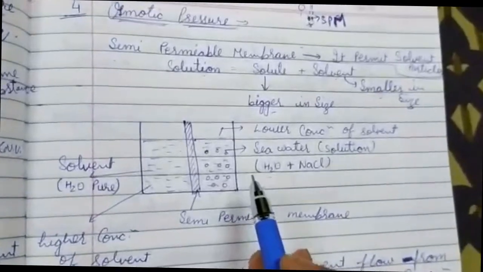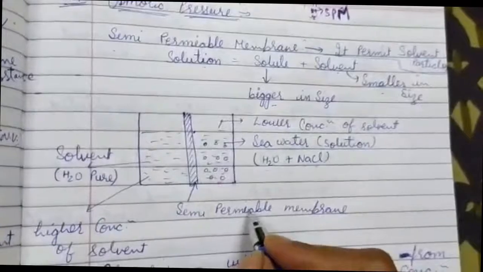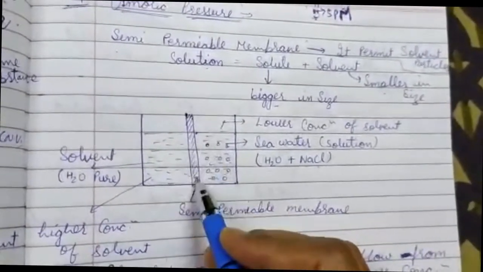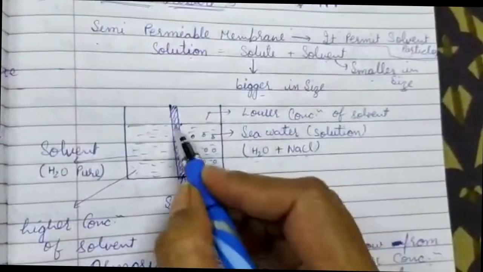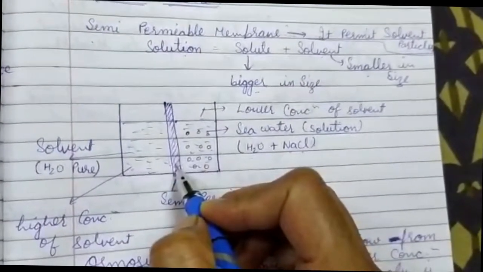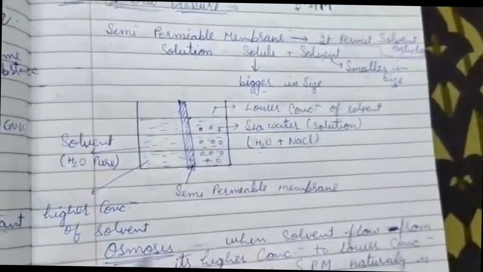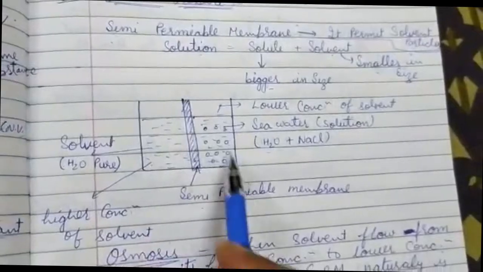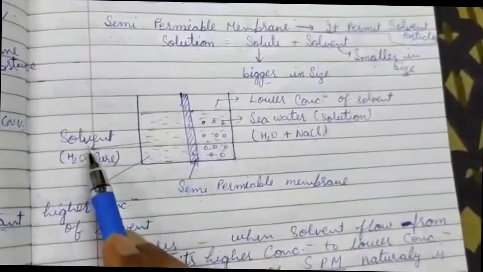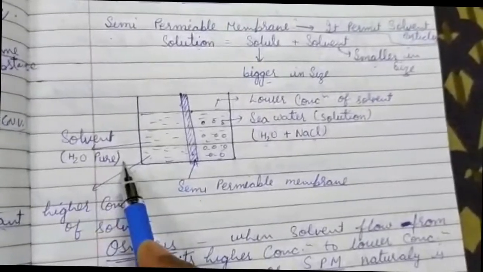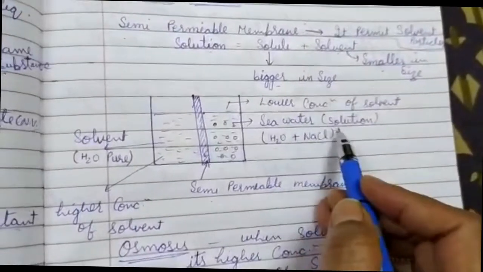Okay, now to understand osmotic pressure, we have to take a container and we have fixed a semi-permeable membrane in the center. So in the center, we have a semi-permeable membrane, which is porous. Porous means holes are present. Small holes are present in this semi-permeable membrane. Now we have divided this container into two parts with the help of the semi-permeable membrane. And in one part we take solvent or pure water, and in the second part we take seawater or the solution.